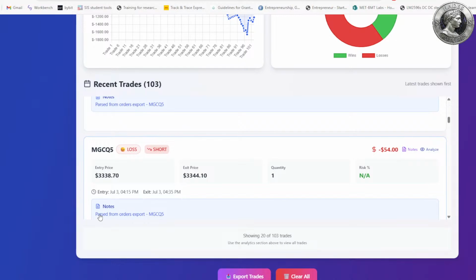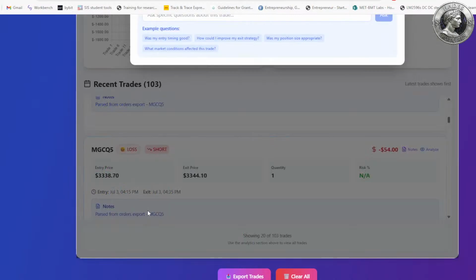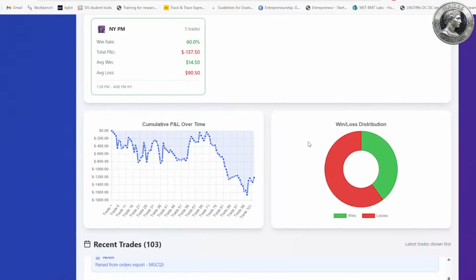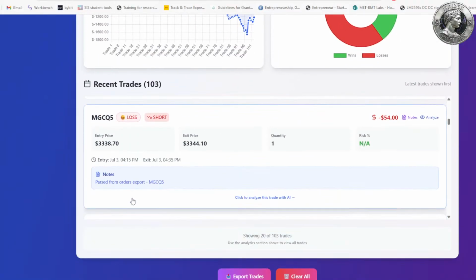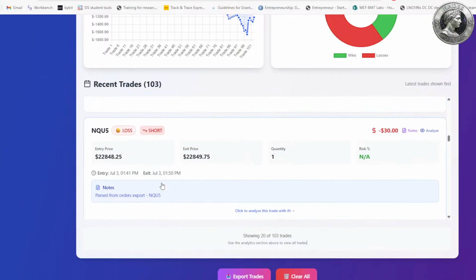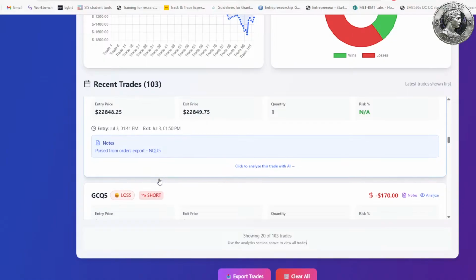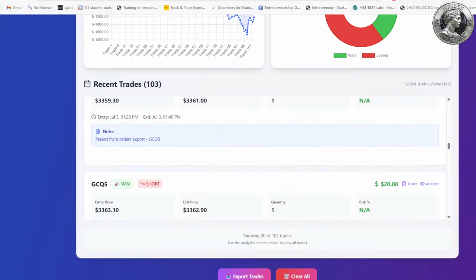So I want you to write on this. When you log them manually, write: I felt anxious, I felt FOMO, I felt this, I felt that, because we're gonna go through them together, and we will start eliminating your limiting beliefs and your self-sabotage from the trades.